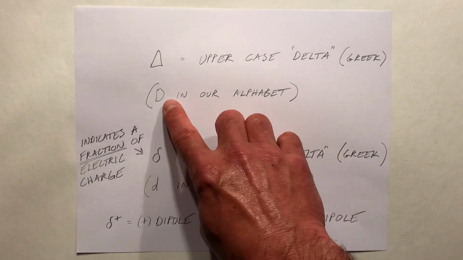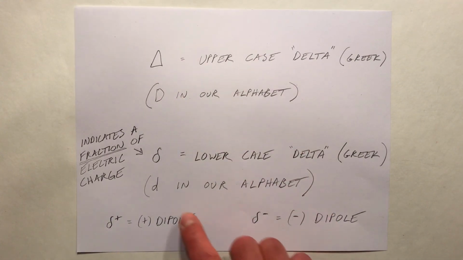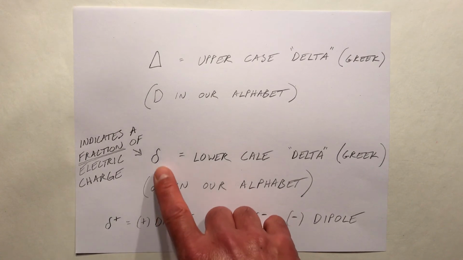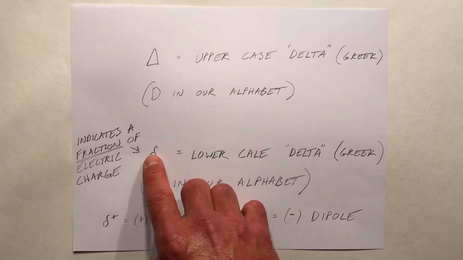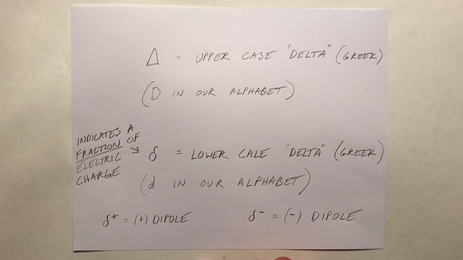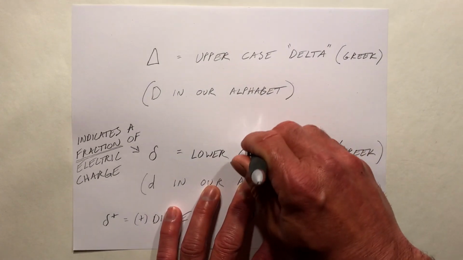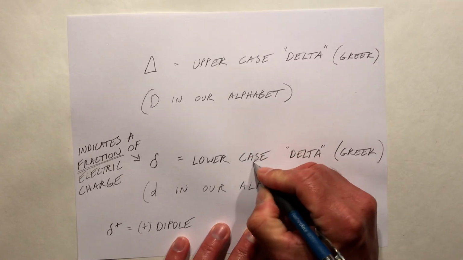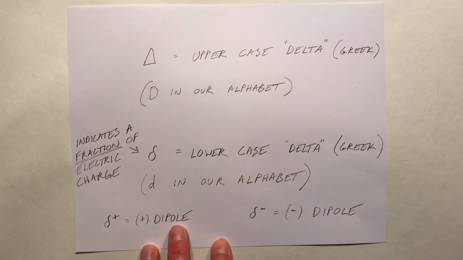And just like we have an uppercase D, we also have a lowercase d. So it looks like this in our alphabet. In the Greek alphabet, the lowercase d looks like a rounded D on the bottom with a little squiggle on the top. So that's lowercase delta. We have a little spelling error there. Lowercase delta, and that's in Greek.